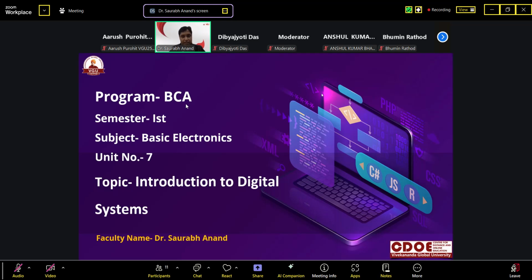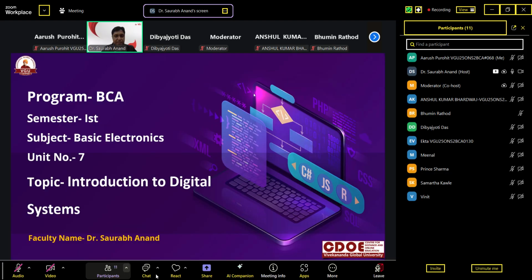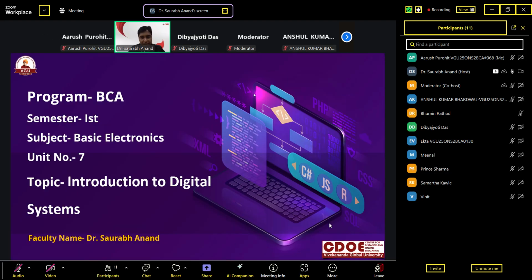Structure, the working of BJT. Then we started the MOSFET and JFET. So JFET and MOSFET are the types of FET, field effect transistor. So we also studied what is FET, right? Then what are the types of FET, that is JFET and MOSFET.